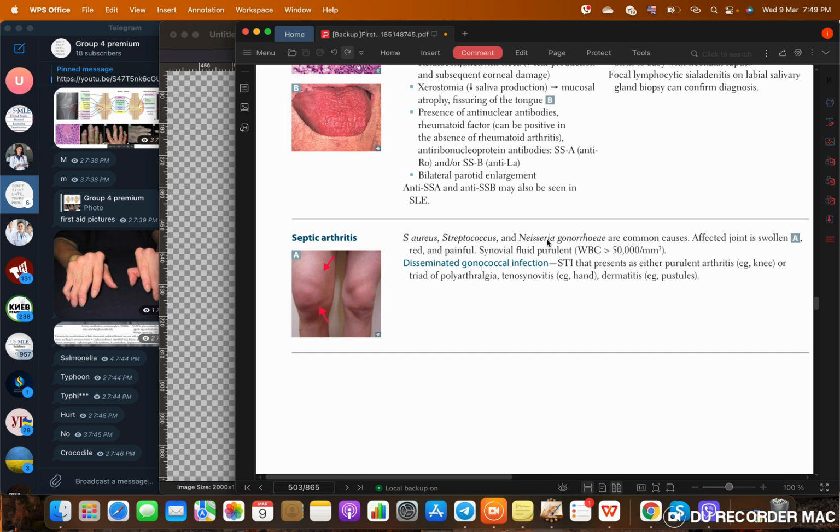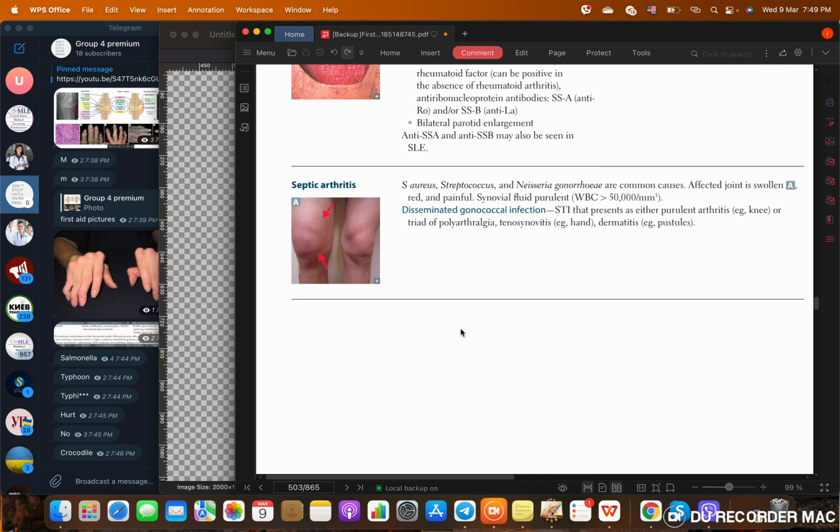Okay, good. So, septic arthritis. Septic arthritis is the next disease, and this patient is going to have the following. Staph aureus, streptococcus, and Neisseria gonorrhoeae are common causes. The affected joint will be swollen, as you can see, red and painful. Synovial fluid is purulent, which means white blood cells will be more than 50,000.